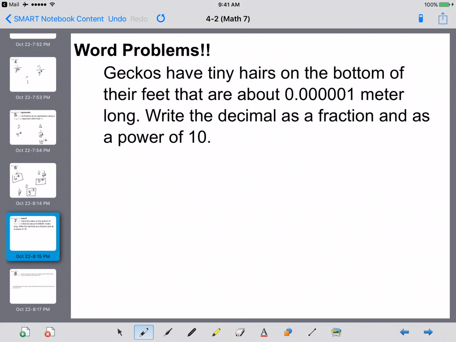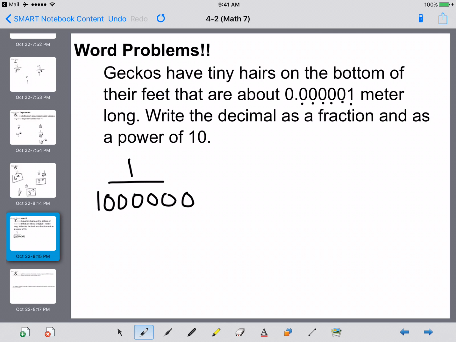Now we've got some word problems. It says geckos have tiny hairs on the bottom of their feet that are about 0.000001 meter long. We want to write the decimal as a fraction and as a power of 10. So the first thing I'm going to do is I'm just going to write this as a fraction. It's in the tens, hundreds, thousands, 10,000s, 100,000s, millions. So it's in the millions place. So I'm going to go 1/1, 10, 100, 1,000, 10,000, 100,000, million. Whew. Okay, so there's my fraction.